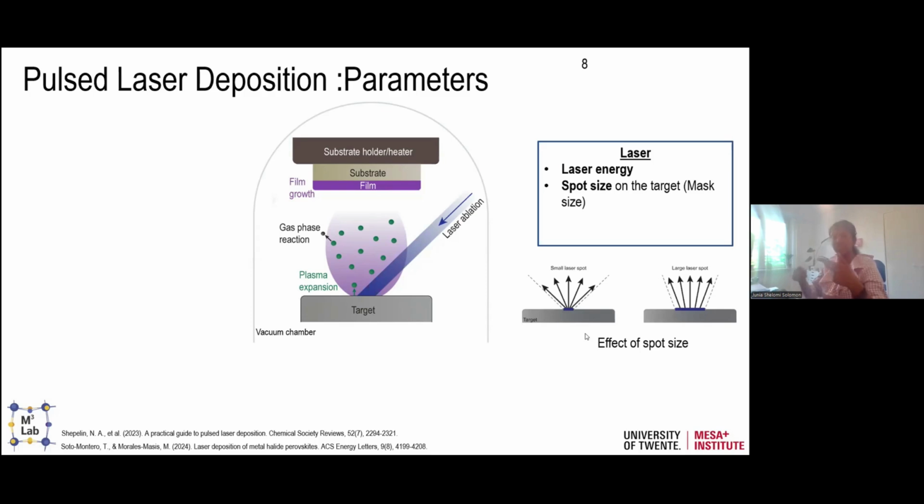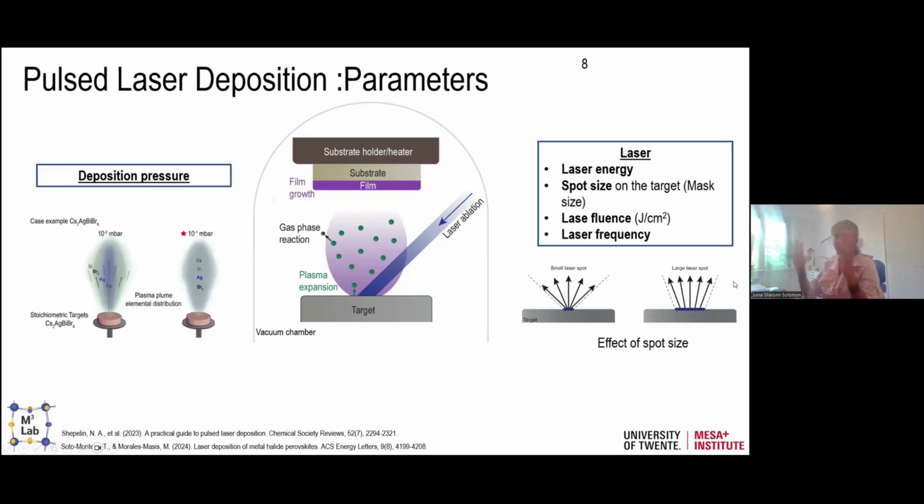Together, the laser energy and the spot size define the term called the laser fluence, which is the laser energy per spot size that you use on your target. This is a main parameter for controlling the deposition rate. Another important parameter in pulse laser deposition is the laser frequency. This is how fast your laser shoots on your target. Though it arrives in pulses, you can go to very high frequencies of 40 Hertz or very low frequencies of 1 Hertz. And next is how you control the plume itself.